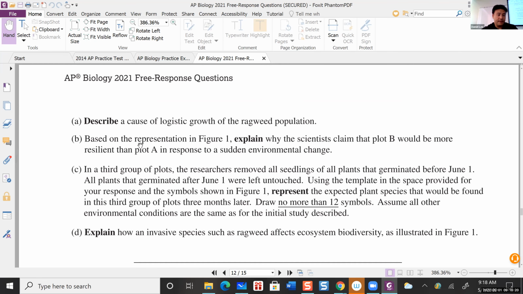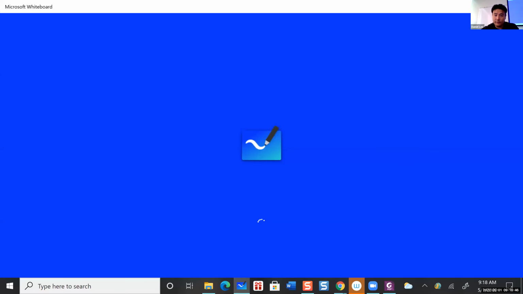So here, all right. So part A is one of those general knowledge about concept questions that requires you to describe a cause of logistic growth of the ragweed. So this has nothing to do with the data, just a general knowledge of what is logistic growth, right? So if you recall, any logistic growth will follow an S-shaped curve, right?